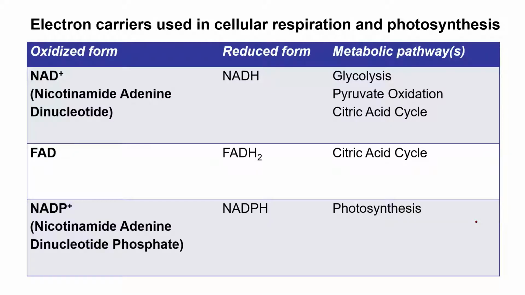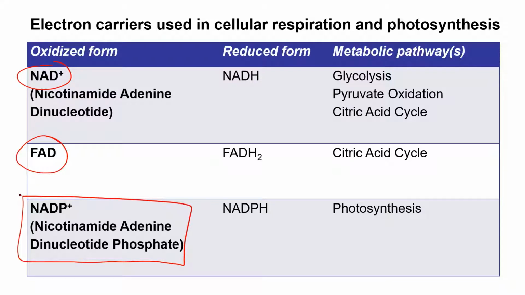So if you take a look in your notes, there are other electron carriers out here. Here are the ones we are going to talk about in this course. Today, we're going to be talking about NAD+ and FAD, and I forgot to put the full word for FAD. It's flavin adenine dinucleotide, I believe, and then NADP+ we're going to talk about when we talk about photosynthesis. So let's get into things a bit more.